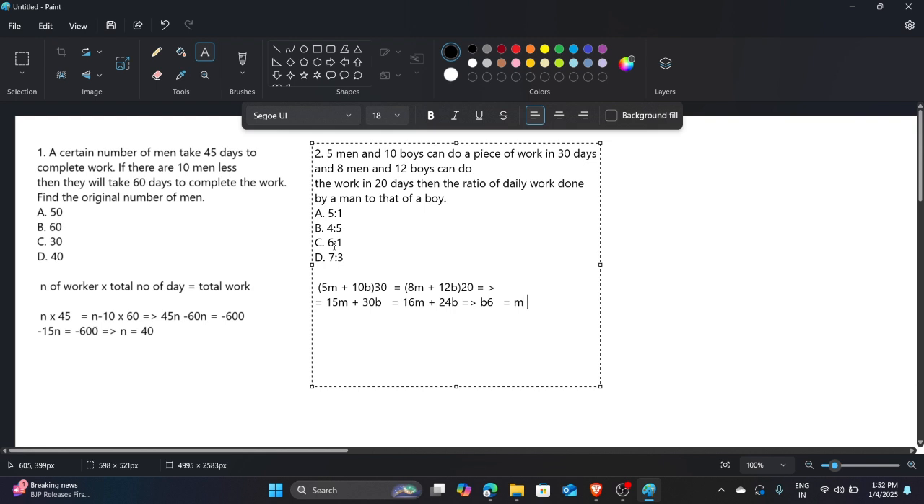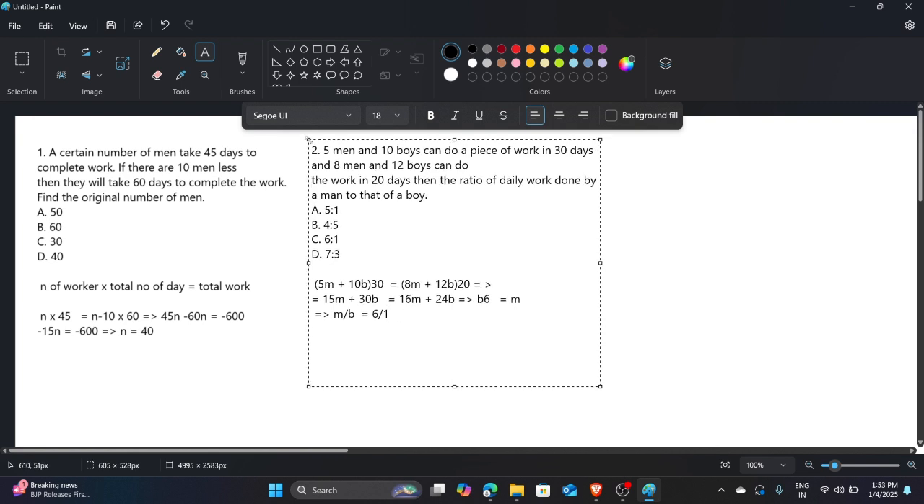Okay, so this is the answer: b comes on a side, m divided by b is equal to, sorry, I have to make this an arrow. So 1 divided by 6, because 6 comes, so b comes on this side, so 6 divided by 1. You can see that men to that of boys is 6 ratio 1. That's the answer.